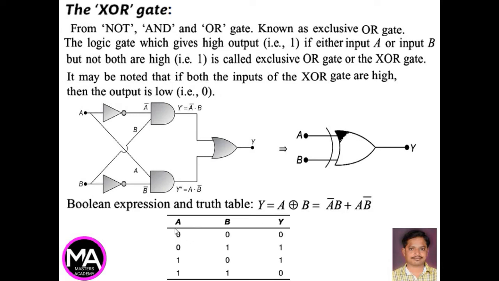So inputs A and B, output is Y: 0 0 0, 0 1 1, 1 0 1, 1 1 0. The XOR gate gives the output maximum if either A or B is maximum. That means here B is maximum, so output is maximum. Here A is maximum, so output is maximum. In this case, no one is maximum, both are low, therefore output is low. In this case, both are high, therefore the output is low. That means the XOR gate only gives the output maximum when any one of the inputs is maximum.